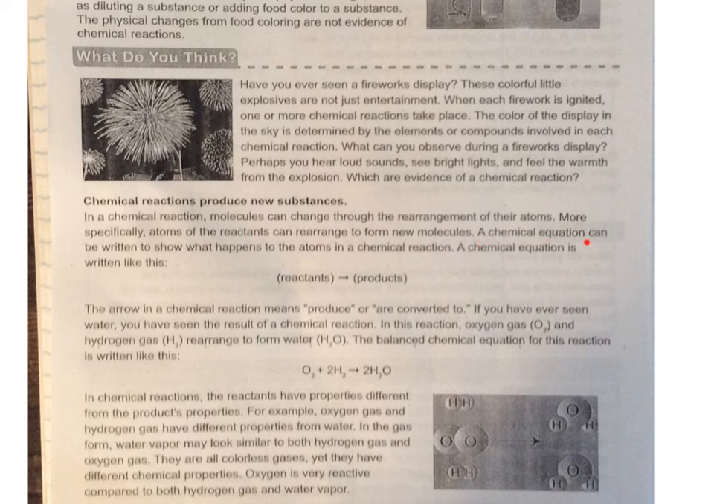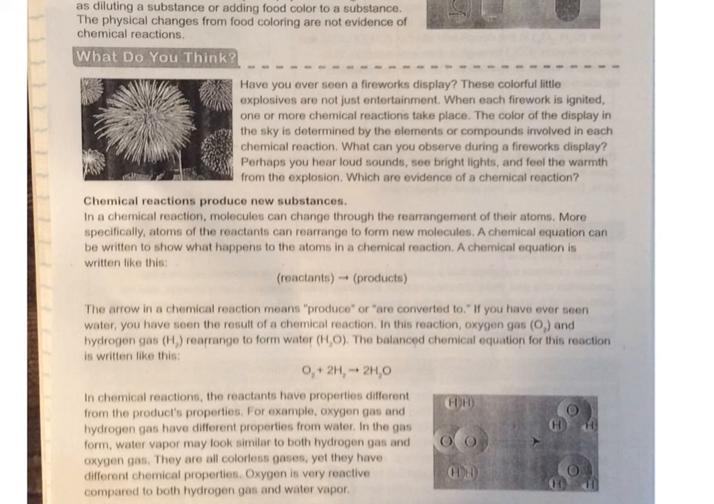A chemical equation can be written to show what happens to the atoms of a chemical reaction. A chemical equation is written like this. We've written this down a couple different times in our notebook. The arrow in a chemical reaction means produce or are converted to.